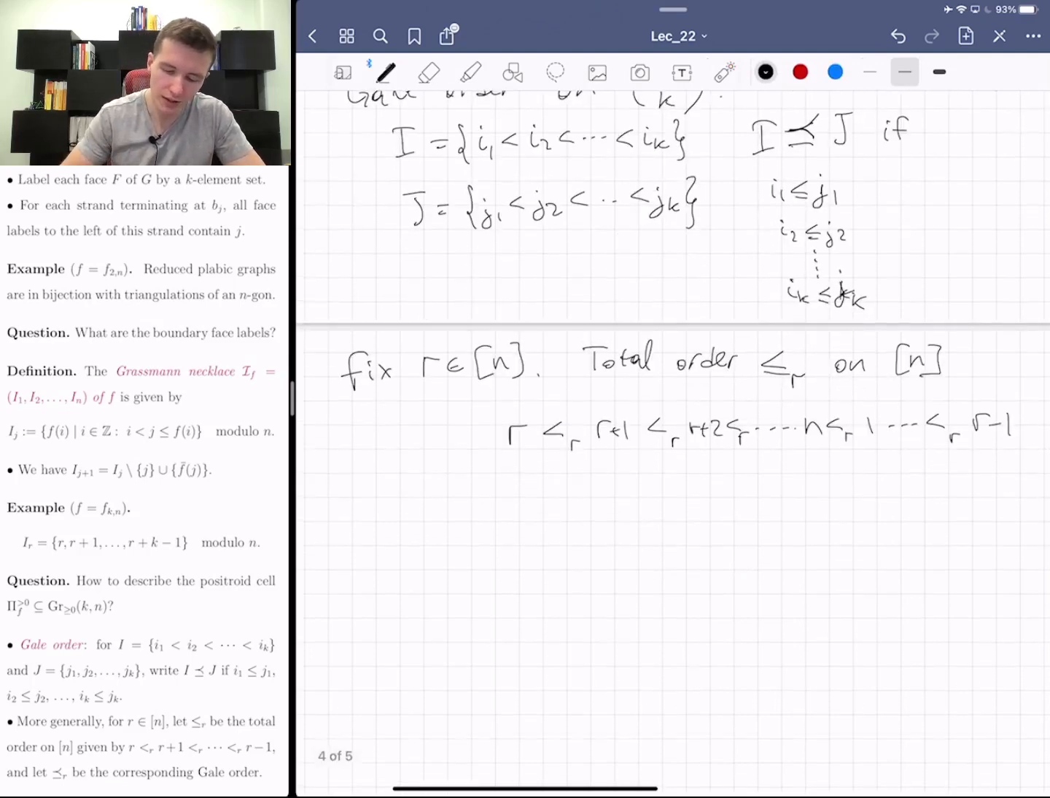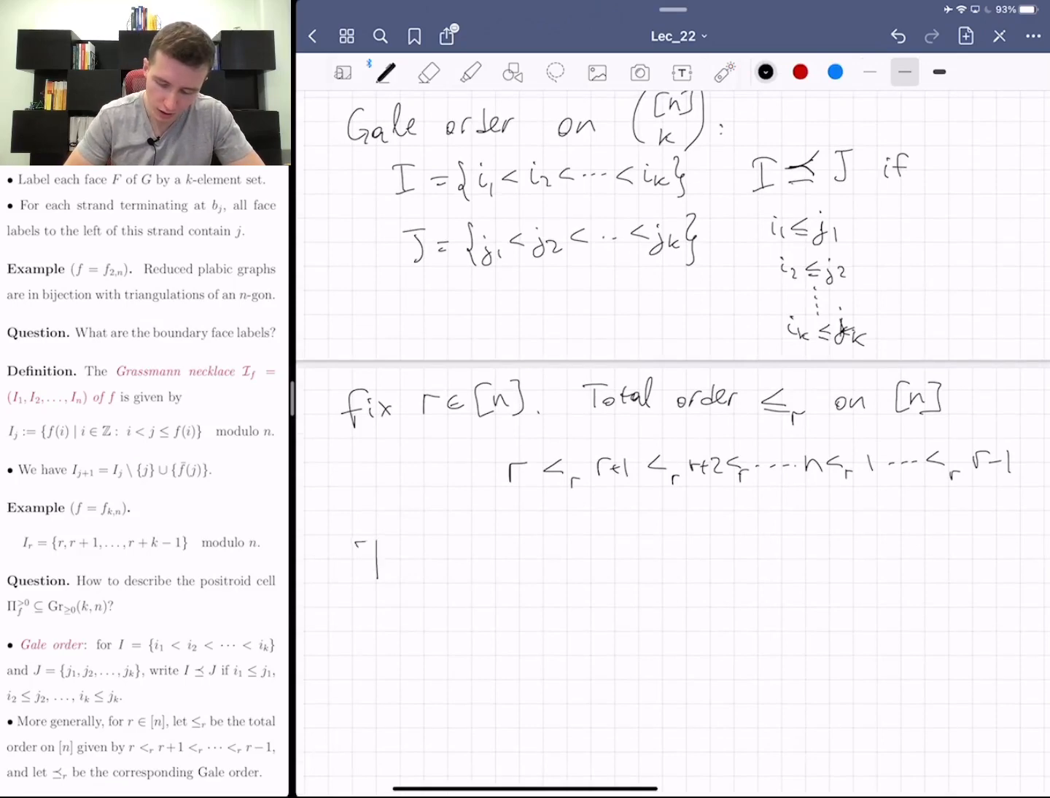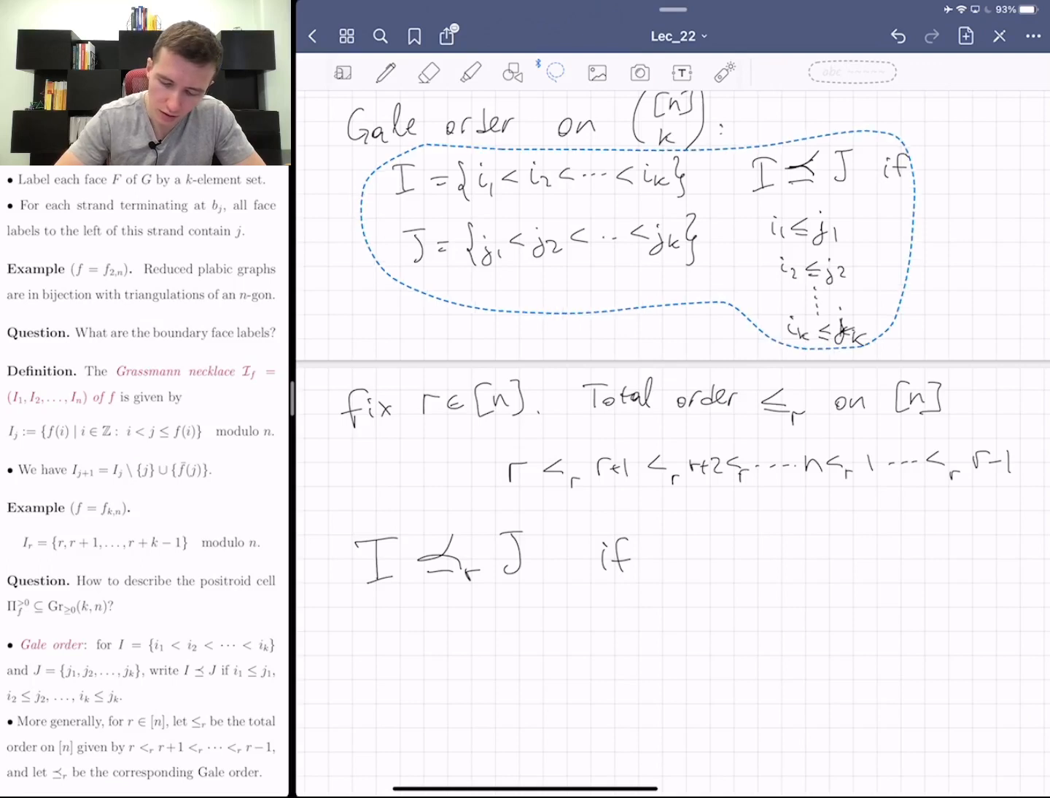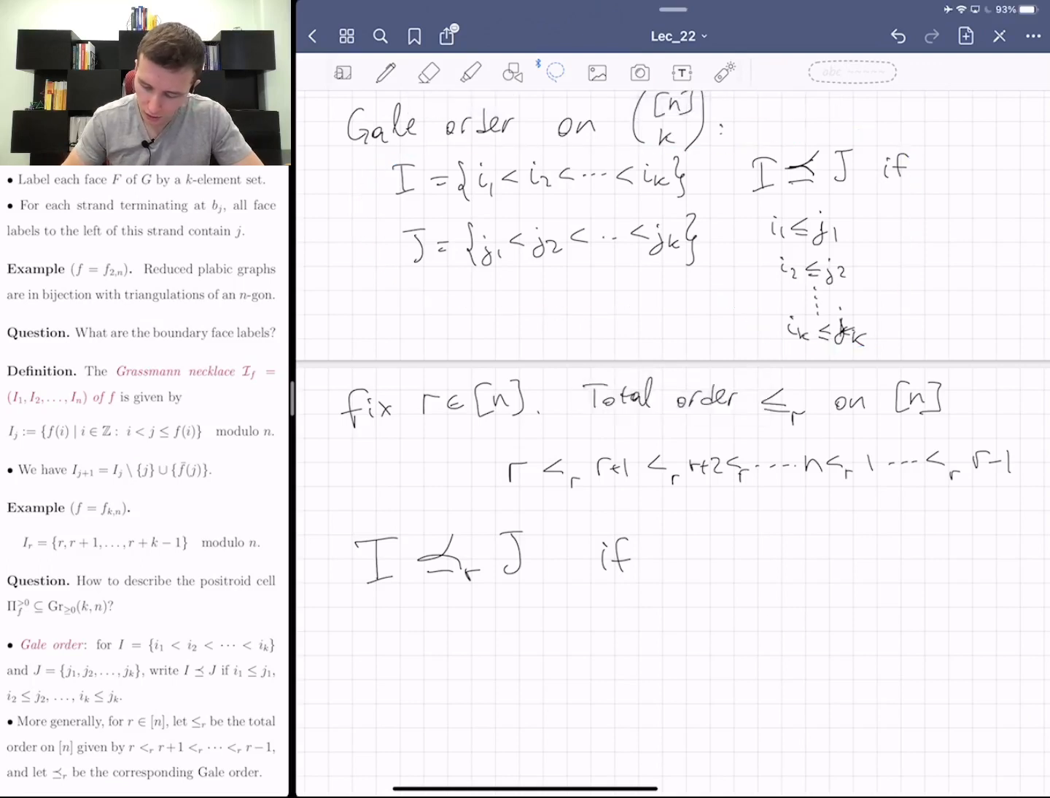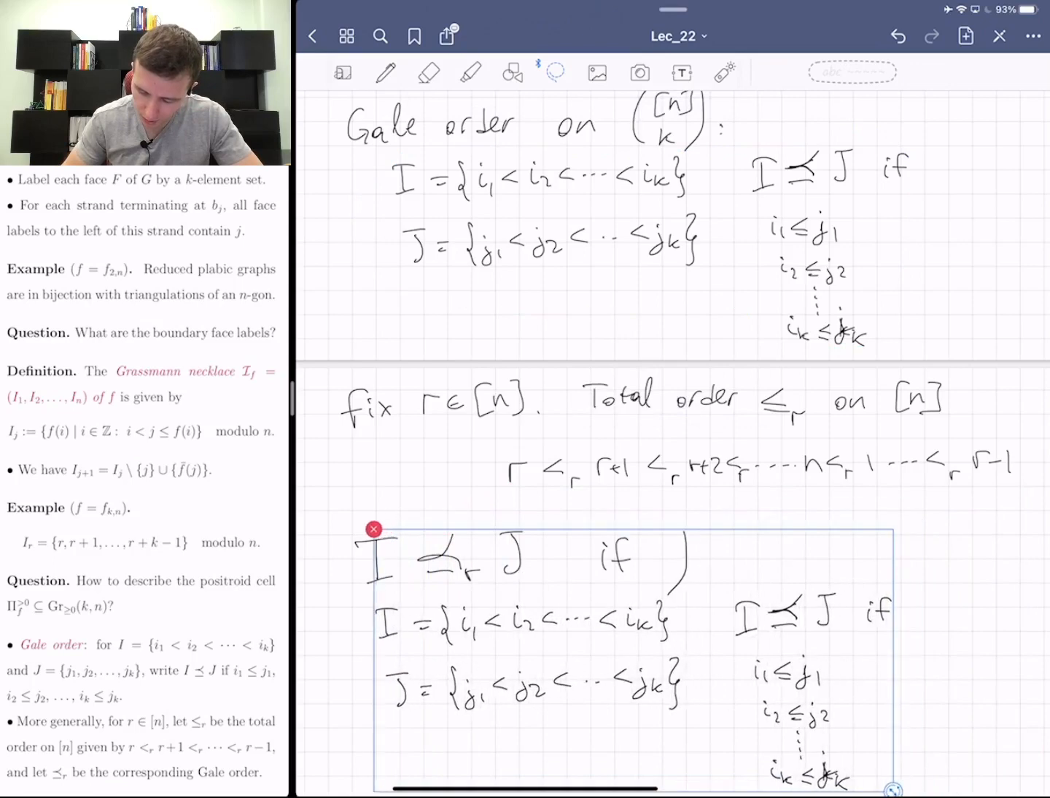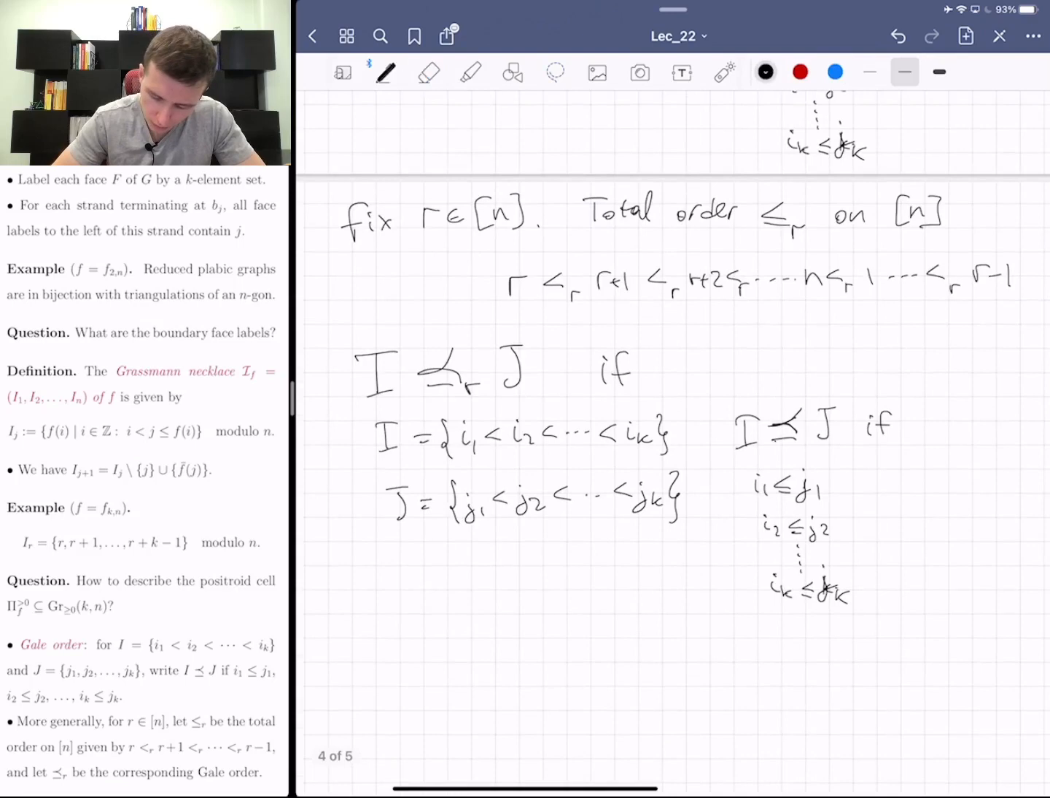Okay, and then the same definition applies. So I define I fancy less than or equal sub r of J if, let me just copy the same stuff, and then I'm going to put r everywhere. Does it make sense? So I'm just cyclically shifting the whole definition.